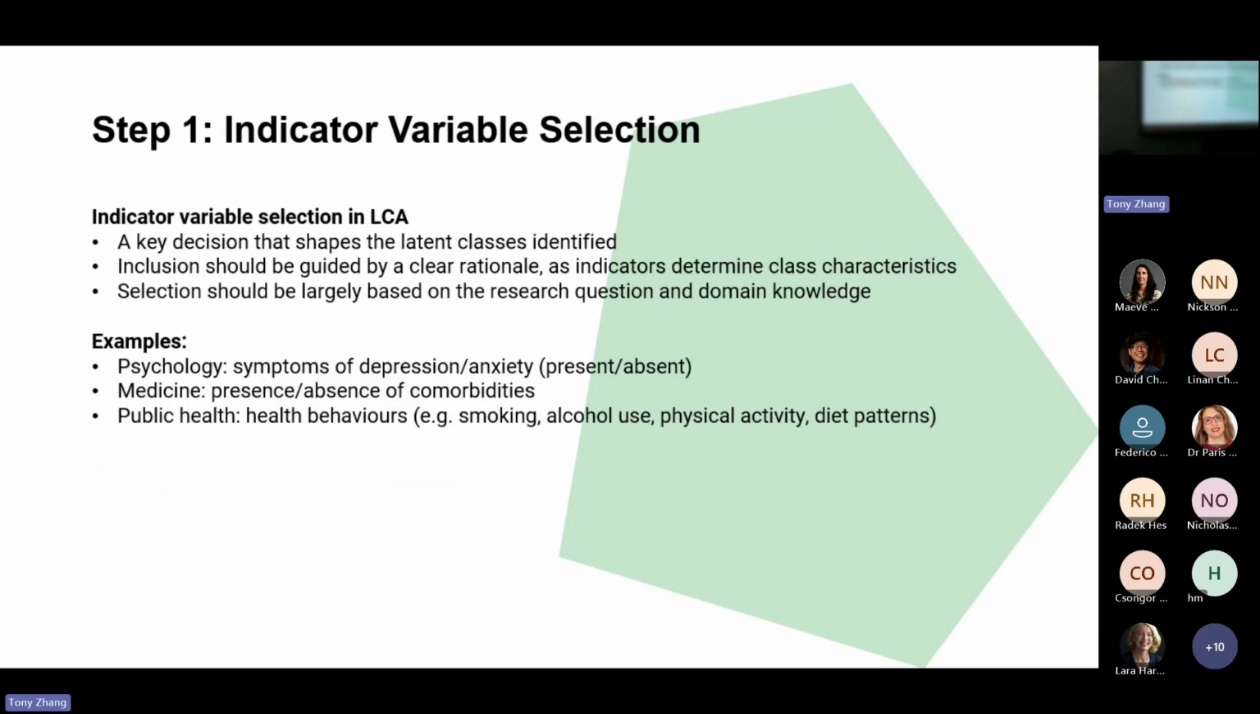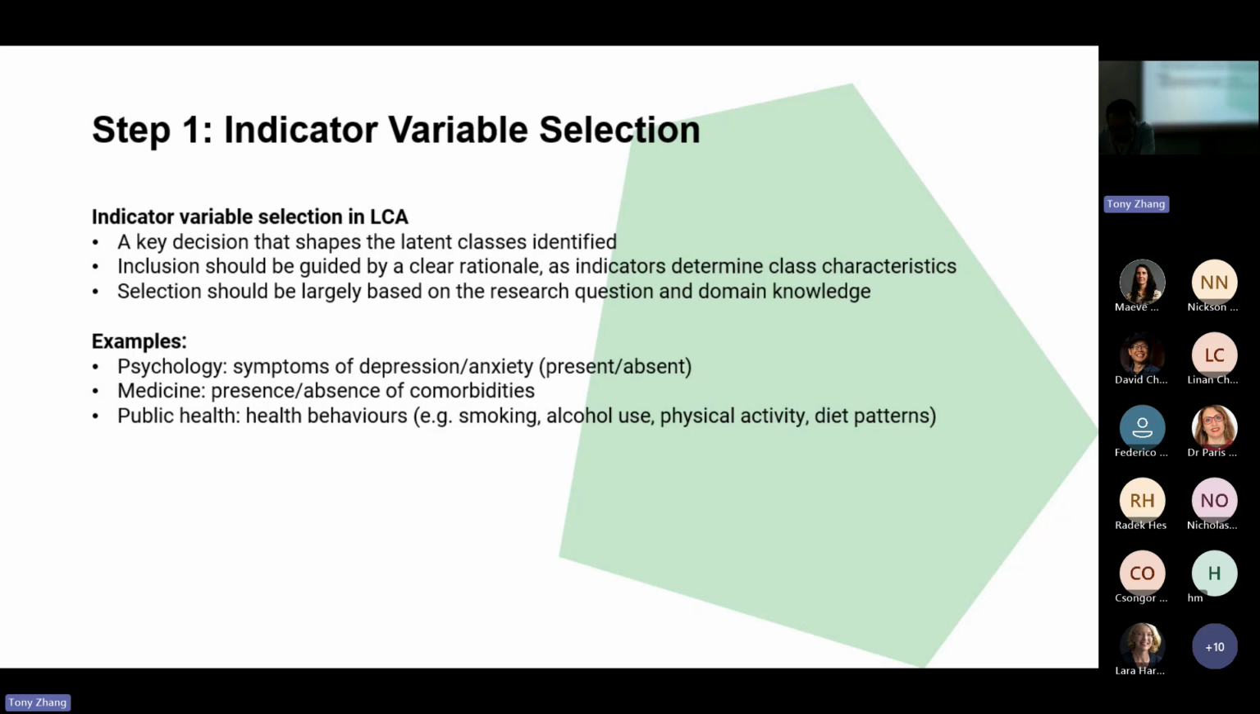I'm going to go through these steps one by one, and then I'll show some examples in Stata and in R. So step one is the indicator variable selection. This is very important actually.